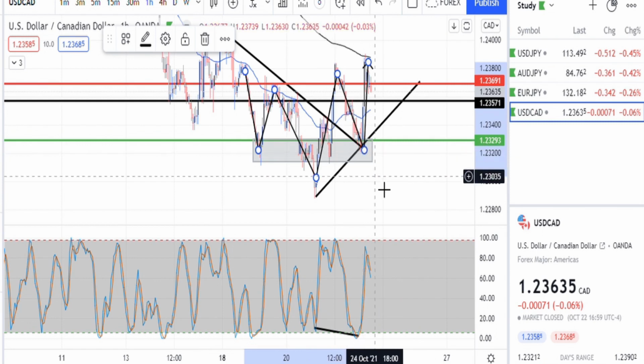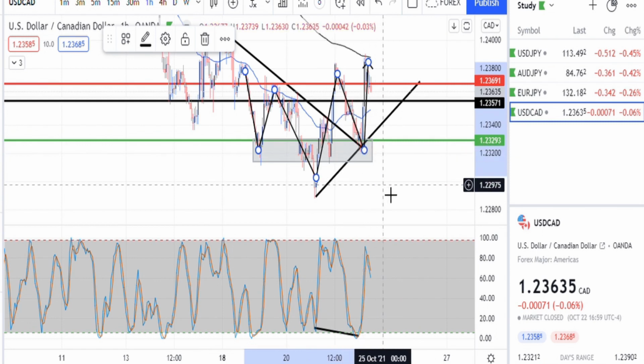Bro, this is crazy. This is what you call confluence. This is what you call confluence, ladies and gentlemen. When everything lines up. When you have multiple confirmations lined up for the market.